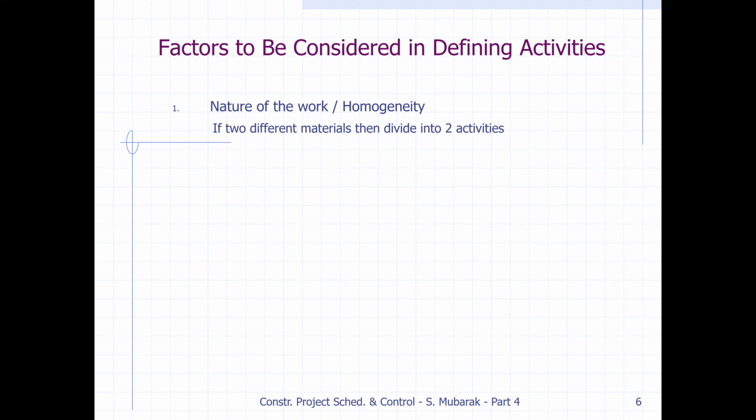So first, the nature of work is important. What is the homogeneity? If there are two different materials, then divide into two activities. Okay, so if there are two different materials, two rates, then we should divide that work into two activities. Then location, floor or segment: activities occurring at different locations must be separated.